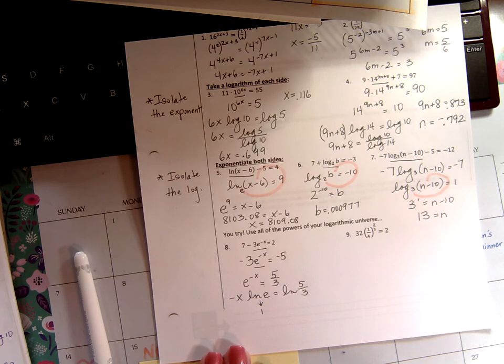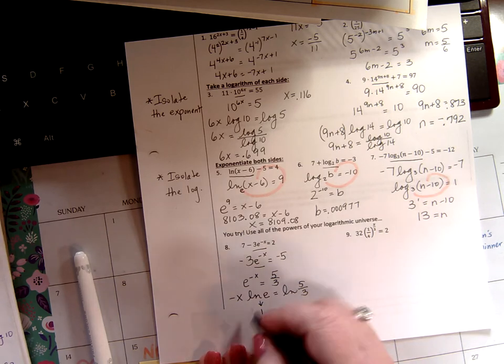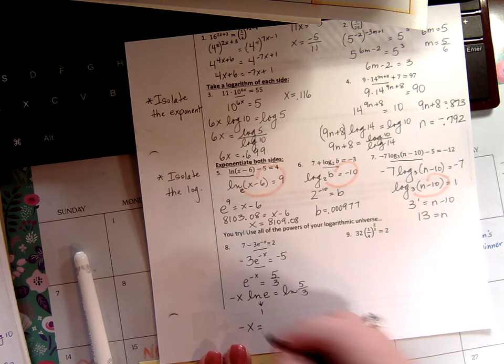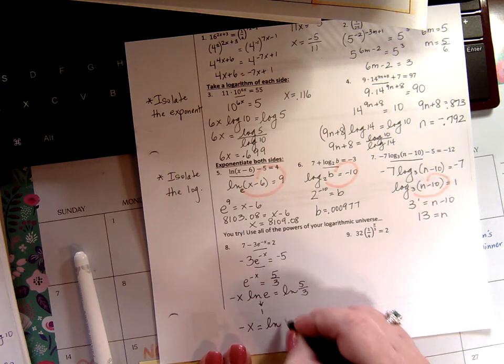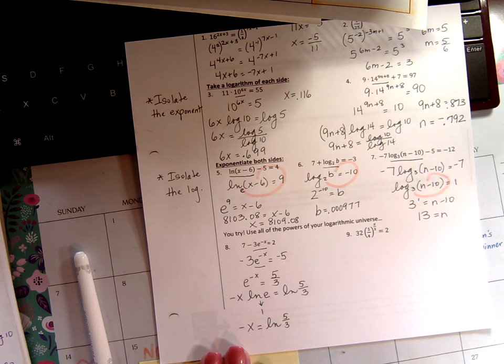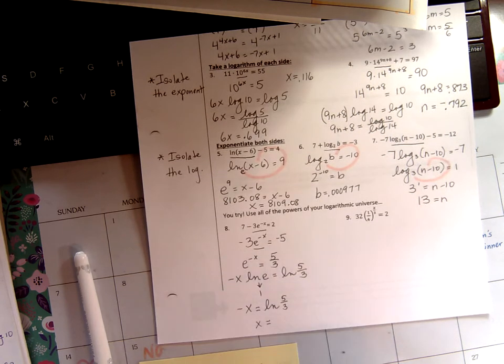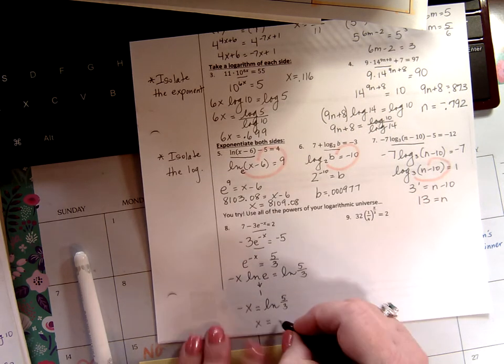So really what you have is a negative x equals the ln of 5/3. So go to your handy dandy calculator, figure out the ln of 5/3, and then divide by -1. And that's going to be your answer. So remember, you don't want a negative x, you want what x is. So when you divide by a -1, you should get -0.511.